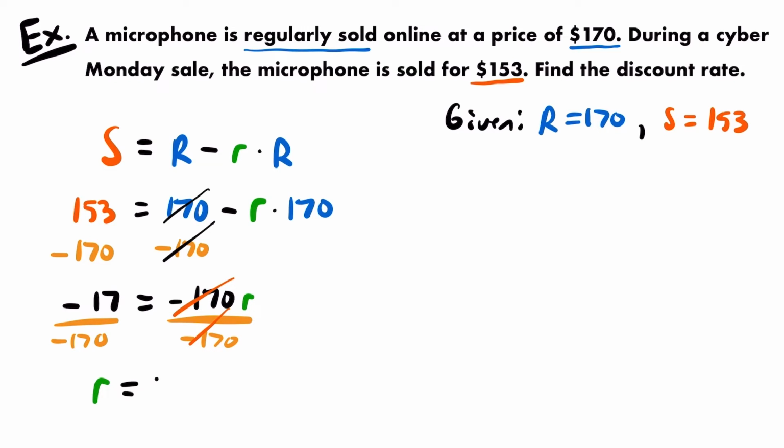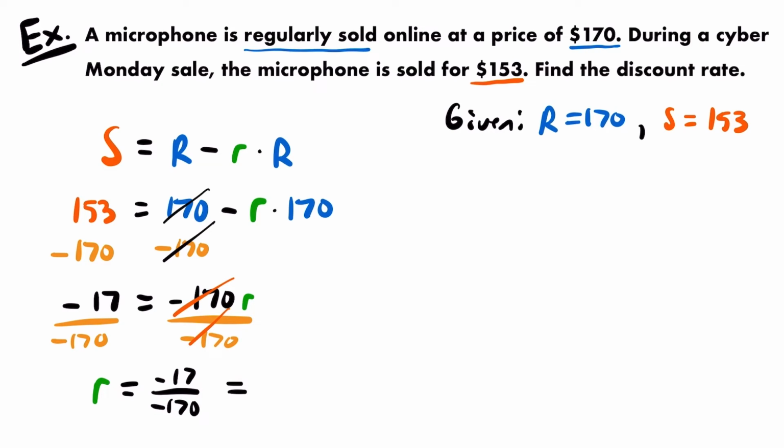Okay, so I'm going to rewrite that like this. r is equal to negative 17 divided by negative 170. I just flipped the two sides of the equation. That's totally fine. These are equivalent statements. I just like to have the variable we're solving for on the left side of the equation, so that's why I switched the two sides of the equation. But anyway, simplifying this, notice that both negative 17 and negative 170 are divisible by negative 17, right? Negative 17 divided by itself is 1, and negative 170 divided by negative 17 would be 10, because 10 times negative 17 would be negative 170.